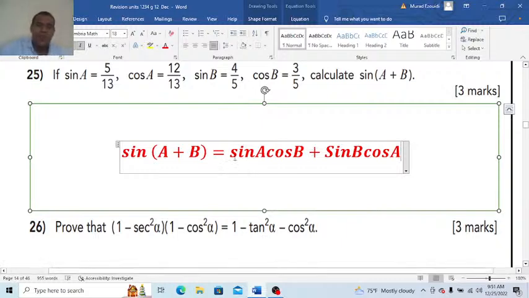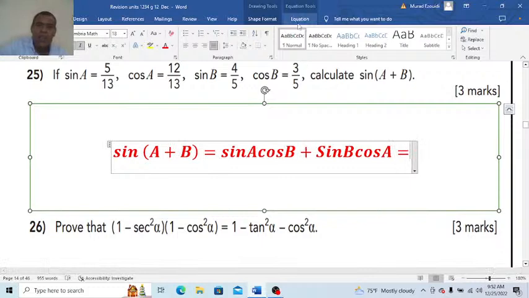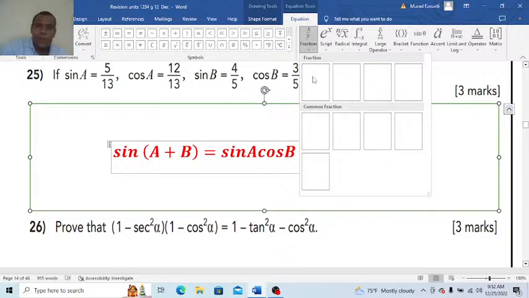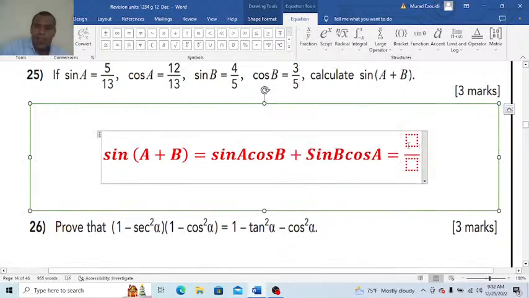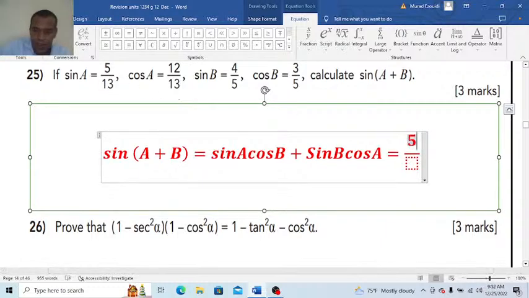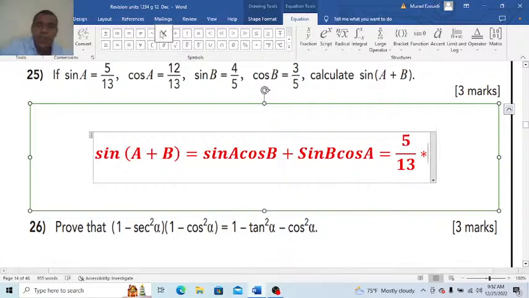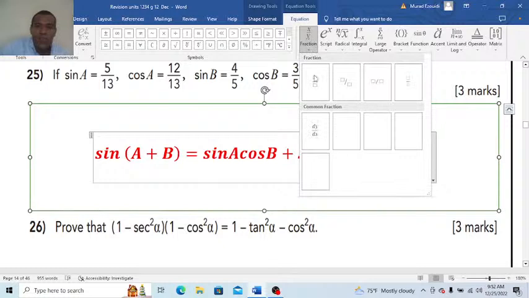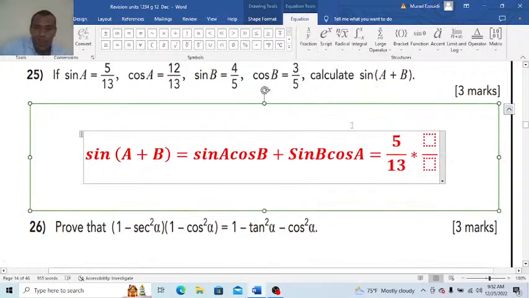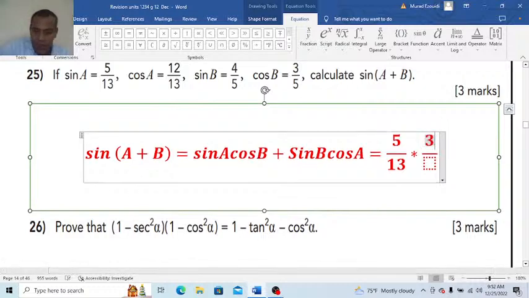Therefore, this one is equal to what? In fact, sine of A is 5 over 13, multiplied by cosine of b, which is 3 divided by 5, 3 over 5.